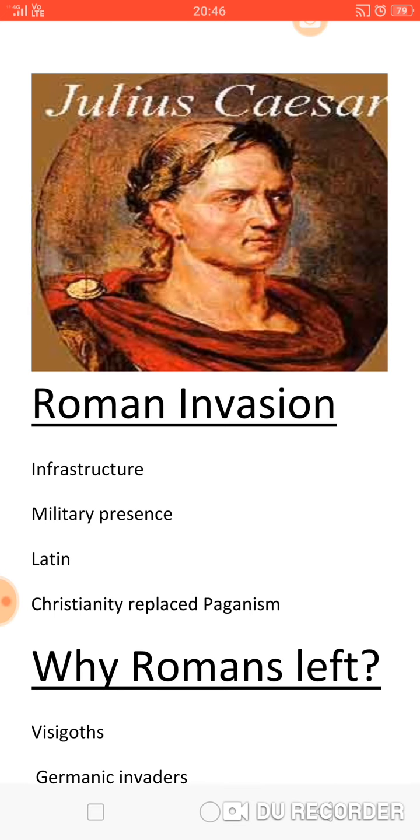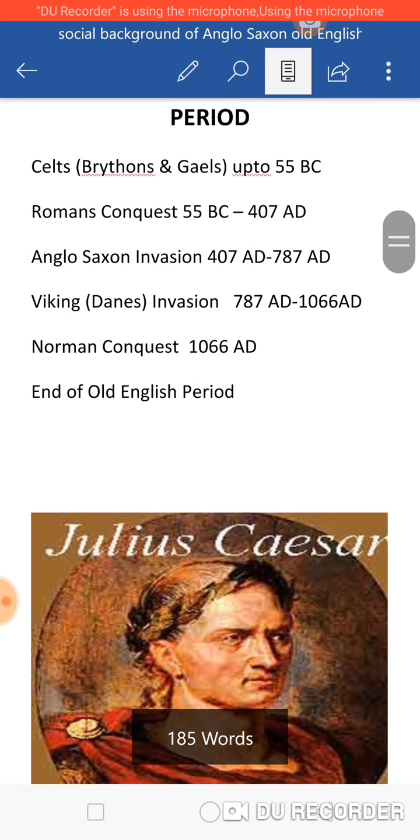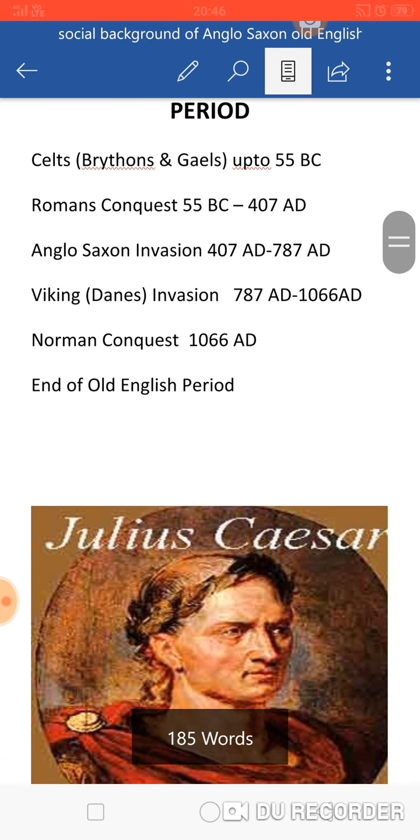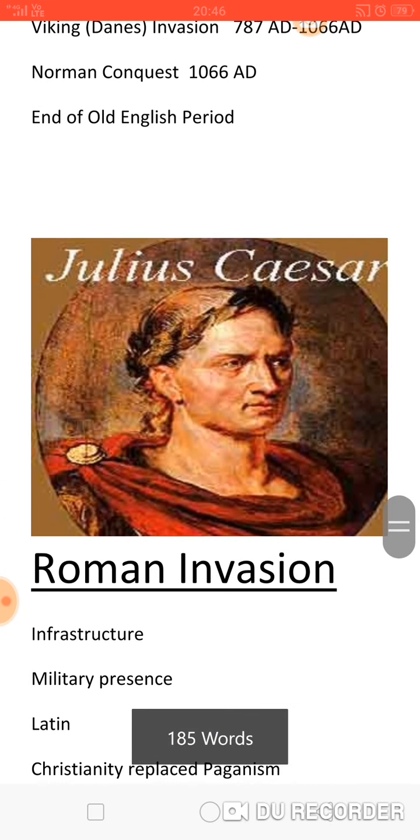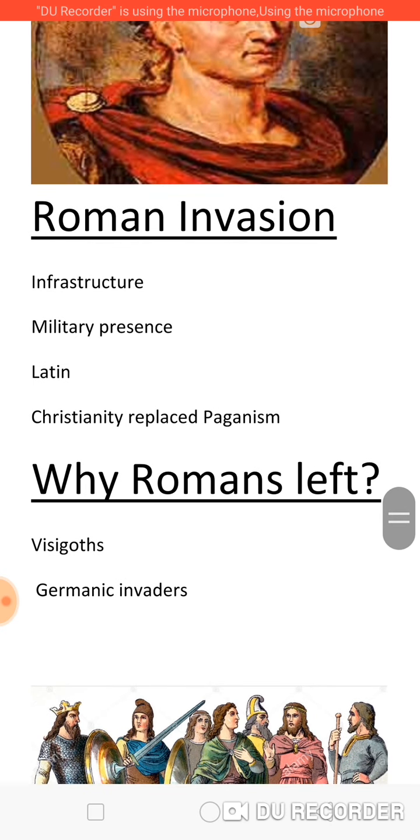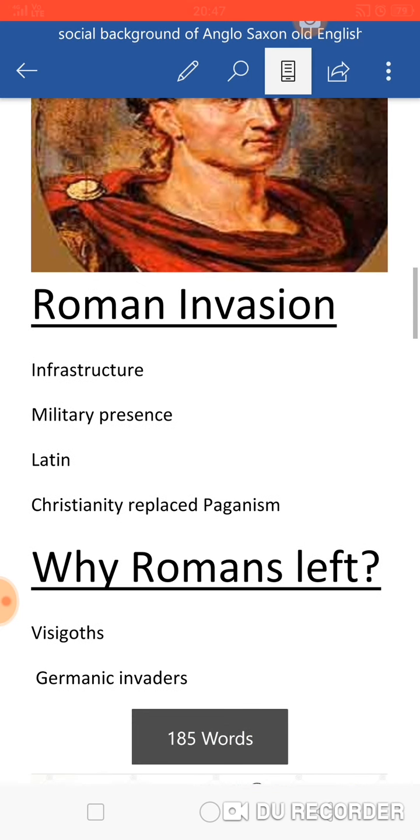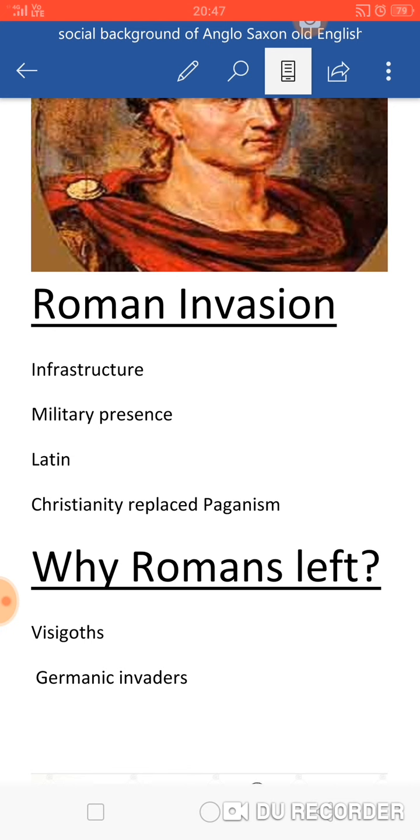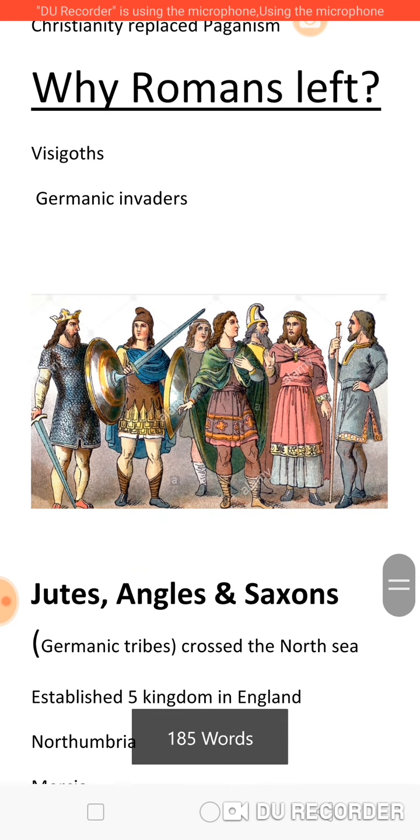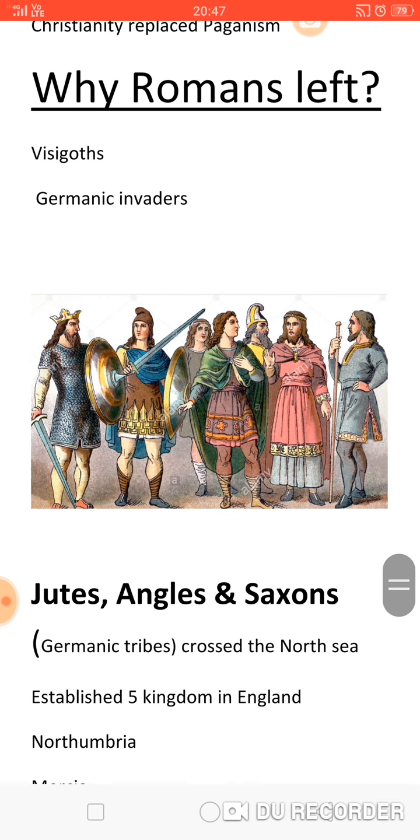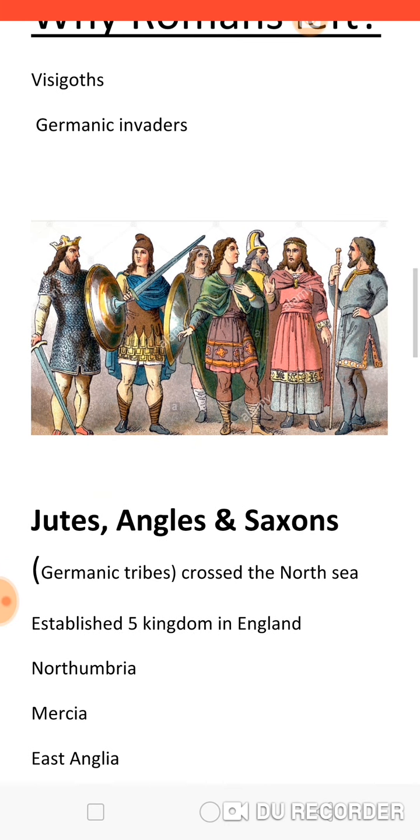Now, why did these Romans leave? That is a big question, because the Romans were there from 55 BC to 407 AD. But why they left is, there is a group of Germanic invaders called Visigoths. They were very violent invaders. They came to Rome at that time. So the Romans had to safeguard their own place. To safeguard their hometown, they had to leave England and go to their place. And because the Romans left, this gave place for the others to come into England.